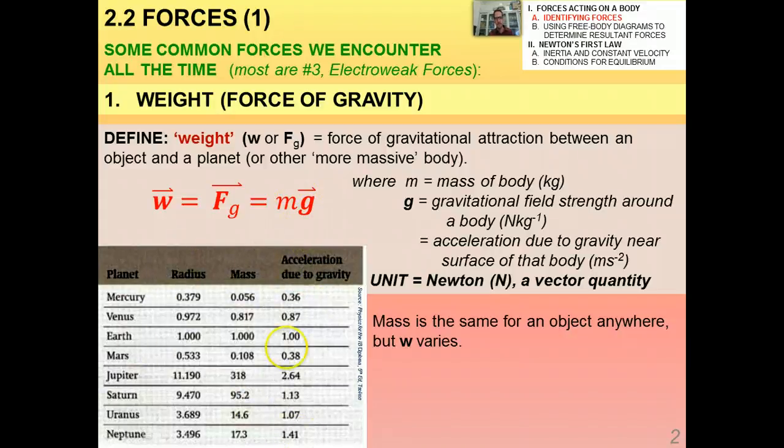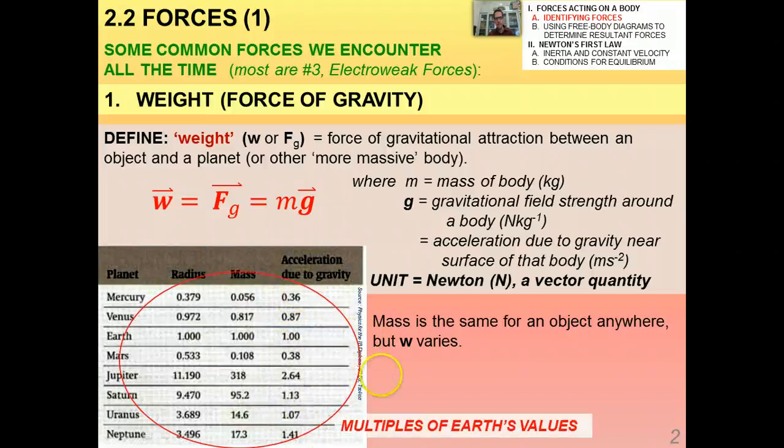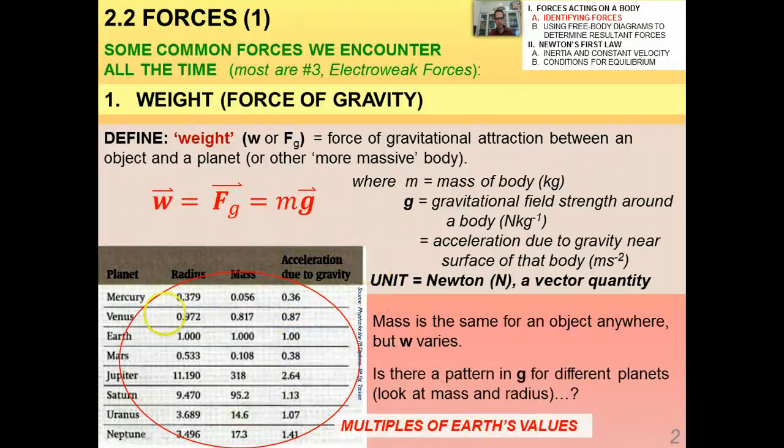It's very, very interesting. And I want you to notice that all these values are multiples of Earth's values, okay? So Earth is 1 straight across. It's also showing the radius and the mass. And I want you to think about if there's a pattern in the acceleration due to gravity for different planets if you look at the mass and the radius. Okay, maybe pause the video and study these values and see if you can notice some sort of pattern.